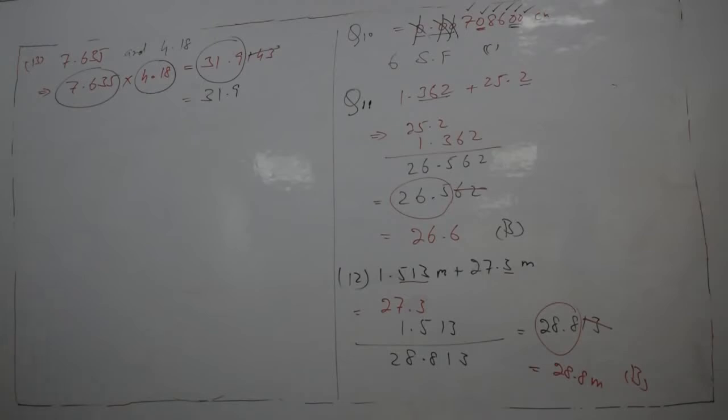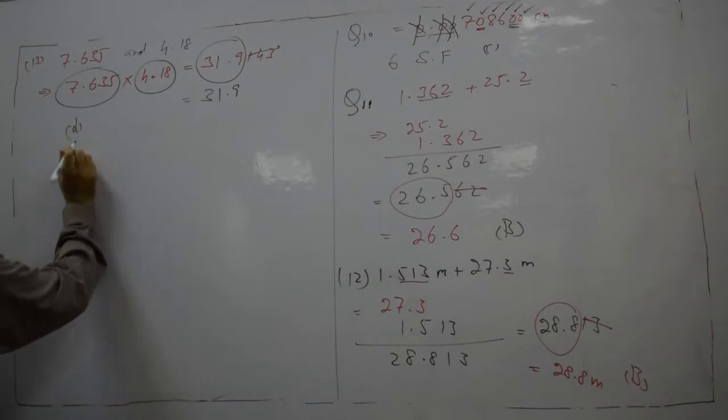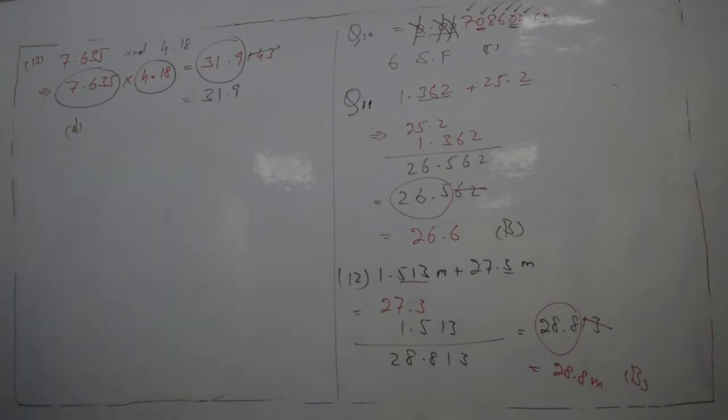So the answer should be option D, because it is more close to this answer. Option D is not accurate, but it is more close to this answer. So option D is the correct answer, 31.9.